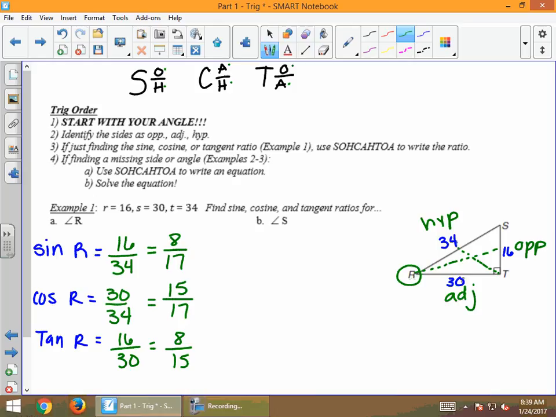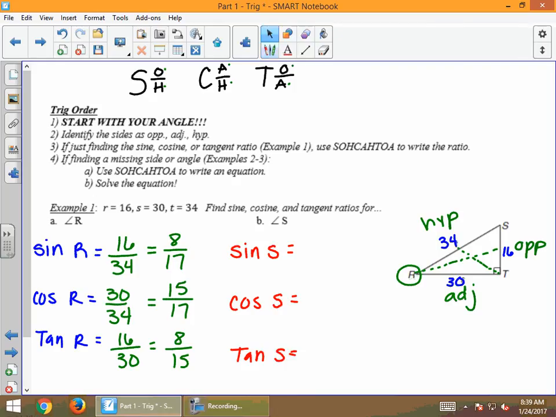And B, we want to find all these ratios for S. You're going to find the sine of S, the cosine of S, and the tangent of S. Because we're dealing with the same triangle, the hypotenuse stays the hypotenuse. When we relabel, again, we're going to start with our angle S. We're going to go directly across.